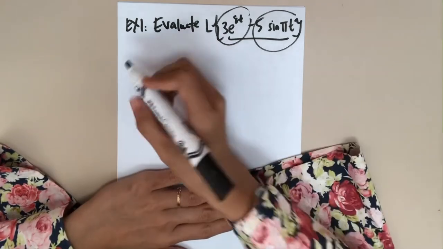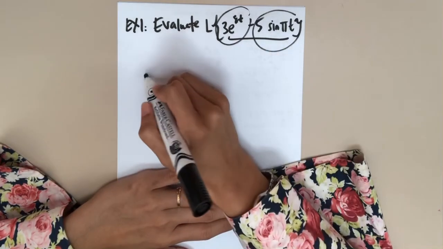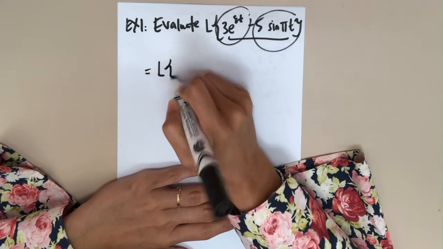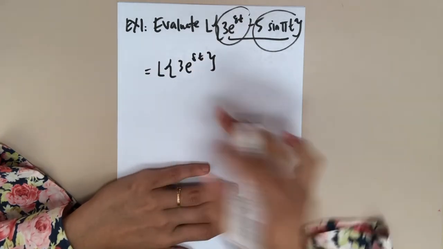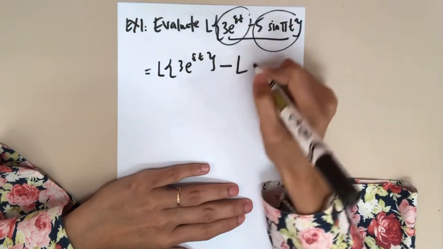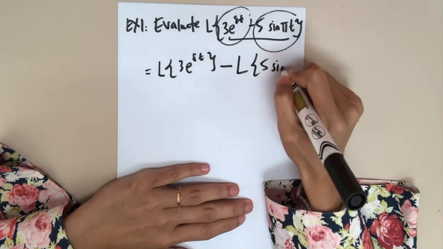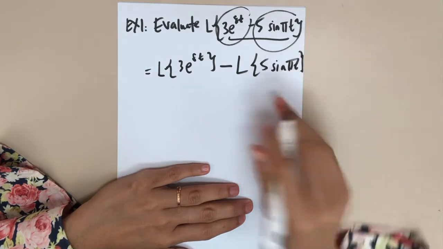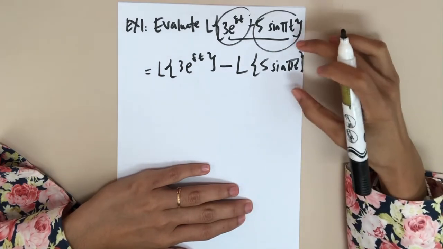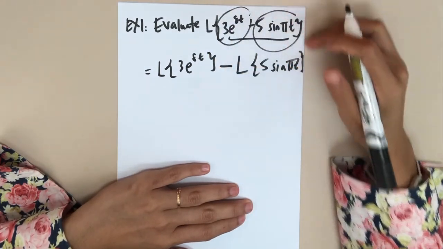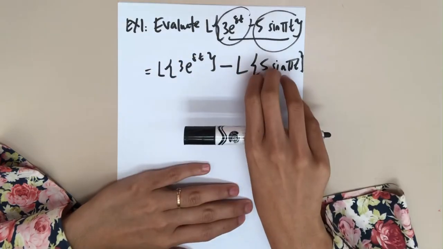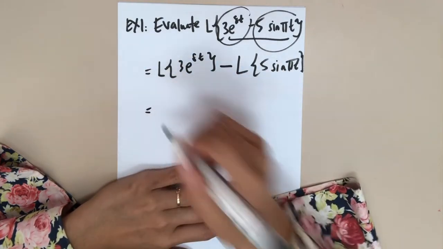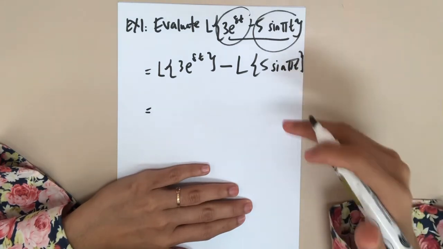So from here we will make it become two: 3e^(8t), the first one, minus 5 sin pi t, the second one. Can you see? From here we already split. First function here, second function here. That's the concept of linearity.